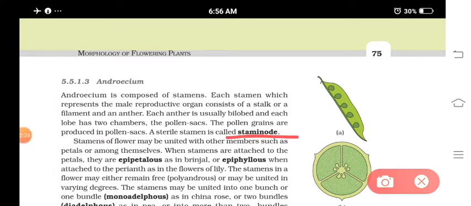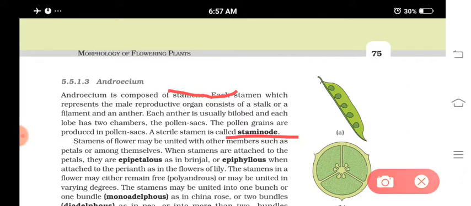Then, what is it? See, if the stamens are sterile, it means they will not produce any pollen grains. Then we call it what? Staminoids. And you can see that sometimes the stamens will be attached to the parts of the flower like petals.